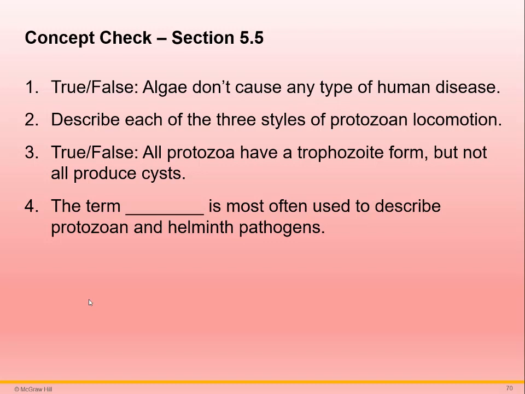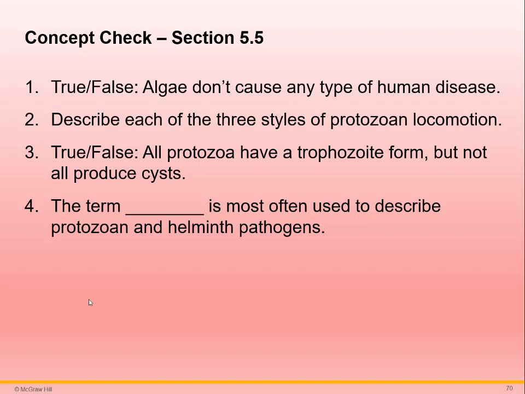The three styles of protozoan locomotion, so we've just reviewed those. Those are the no motion, there's actually four. No motion, the sporozoa, the cilia, the flagella, and the pseudopods. And so the different groups are based on the type of locomotion. True or false, all protozoa have a trophozoite form, but not all produce cysts. And that is true. Some have just the trophozoite and don't produce cysts, some do both.